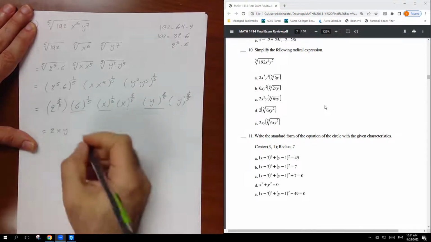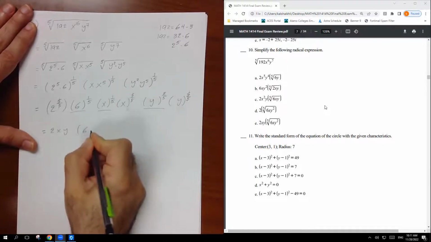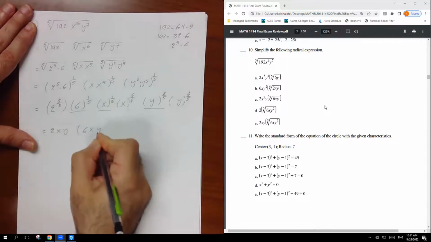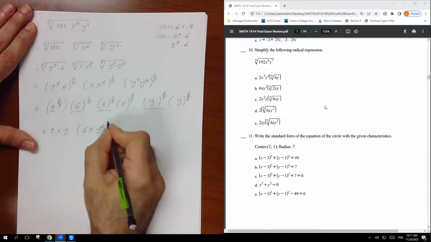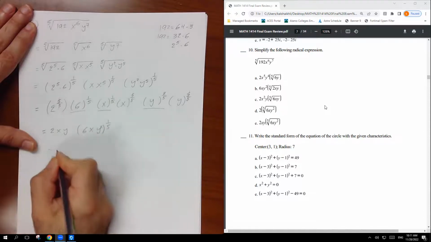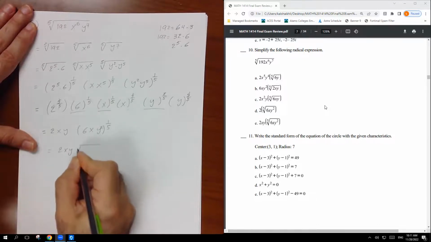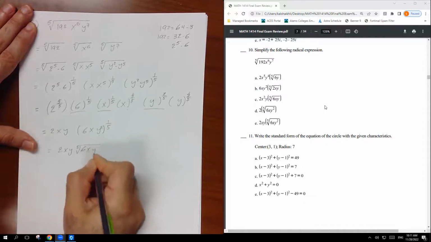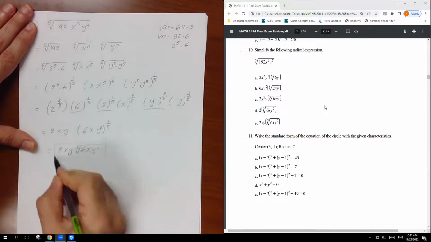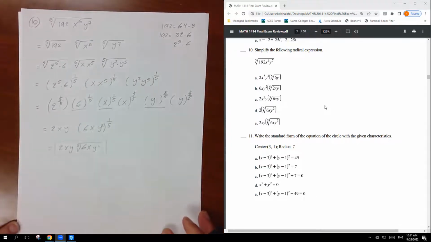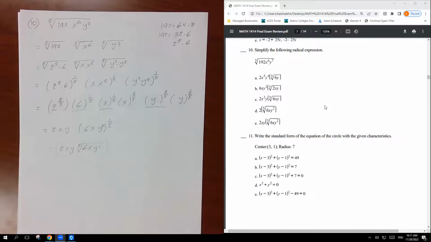Let's put these together. So it's going to be 6xy squared to the power 1/5, which means this one is going to be 2xy, and here is going to be the fifth root of 6xy squared. So this one is the solution for example 10. So we're going to choose 2xy and the fifth root of 6xy squared, so it's going to be E. That's it for example 10.